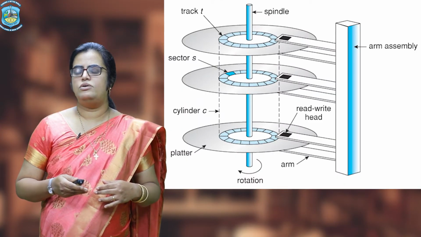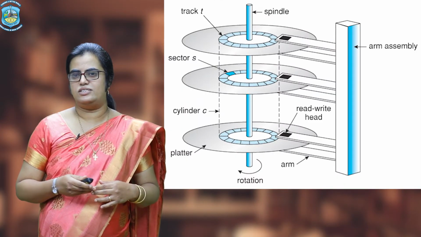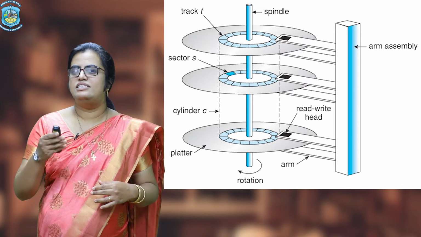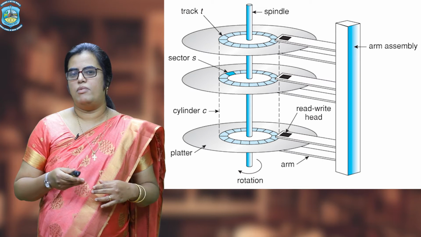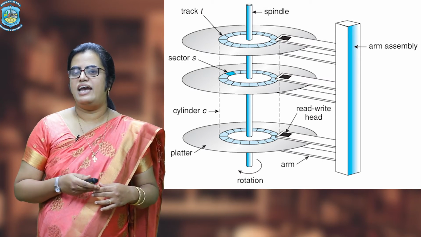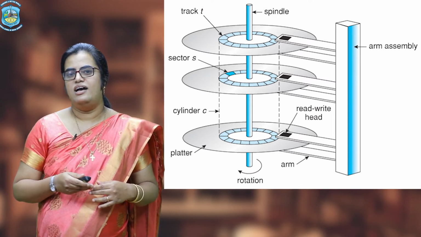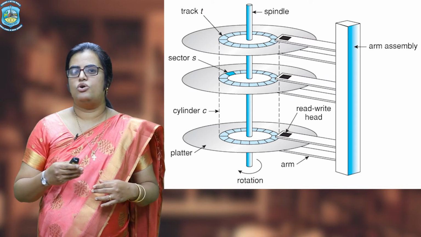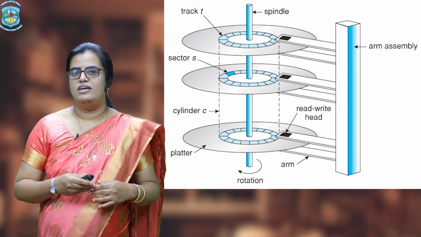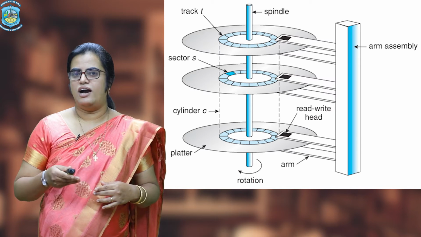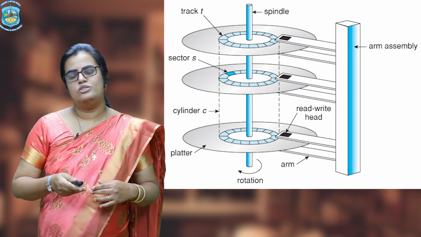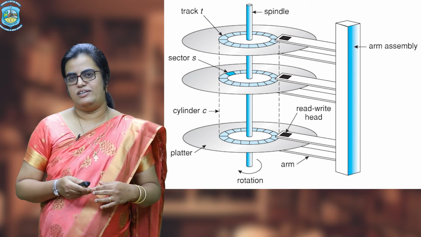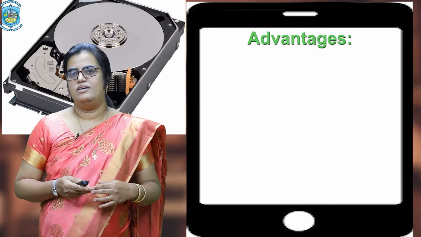Let us have a look at the structure of a hard disk. You would see that there is an arm assembly on which multiple platters are mounted. There is a read-write head on each of the platters and a spindle rotates in the center. There are tracks on the hard disk and they are further divided into sectors. So this is the structure of a hard disk.